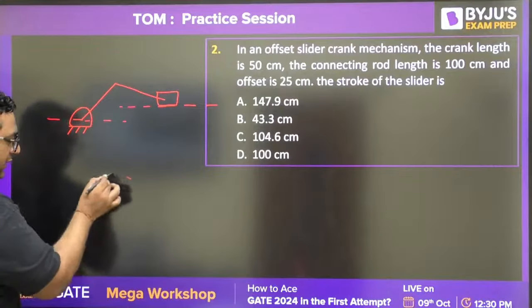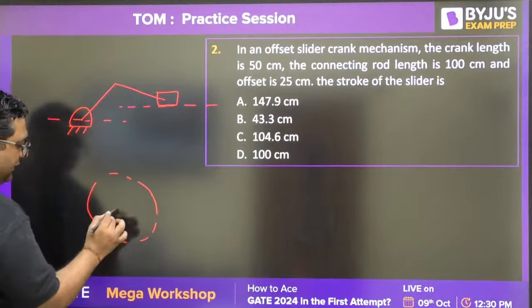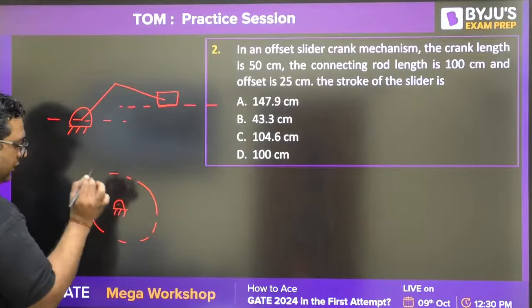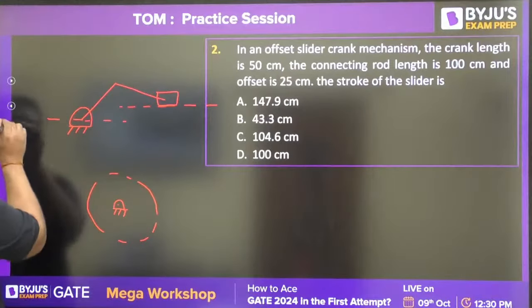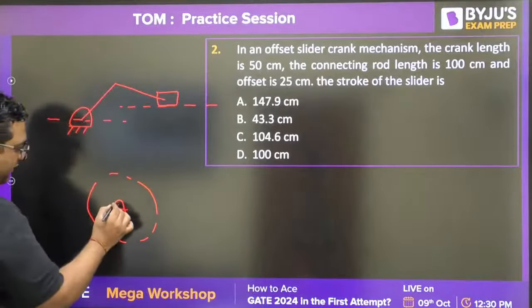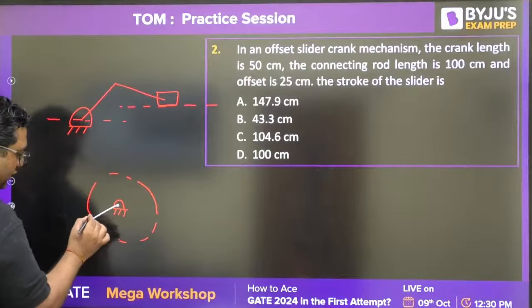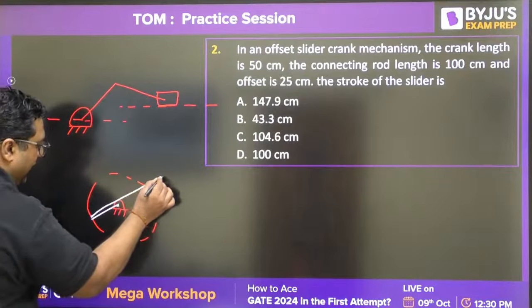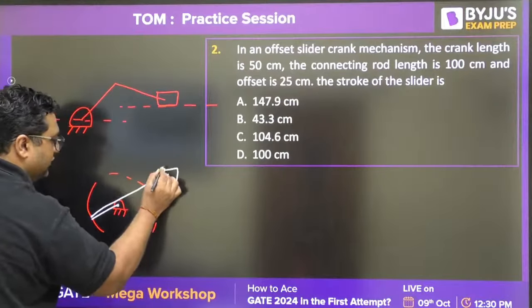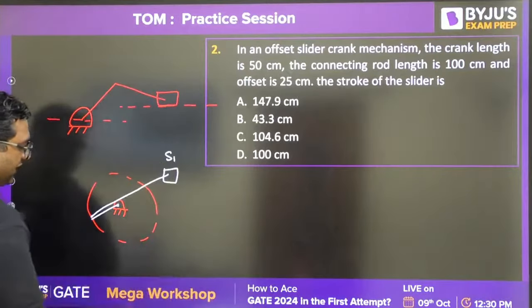For this offset mechanism, I will draw the extreme positions of the slider, which will help you to solve the problem. So you will have this as one extreme position, when this is the crank and this is the connecting rod. This is one extreme position of the slider.